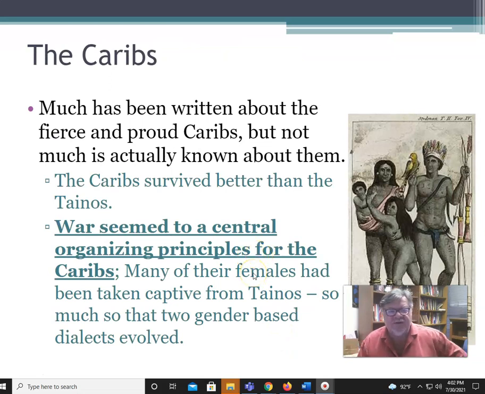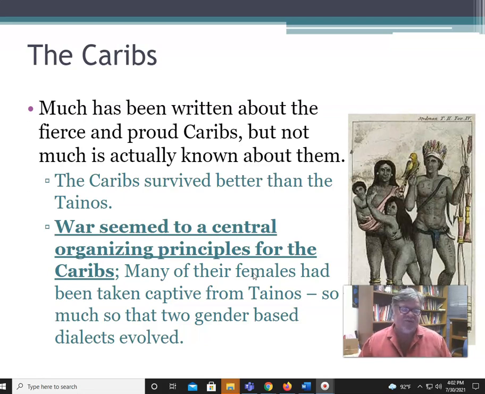The Caribs, I've already spoken about a bit. They were fierce and proud. Not much is actually known about them. They actually survived the arrival of Europeans better than the Tainos. There's a lot of reasons for that. One was they tended to live in areas where the Spanish were not interested in colonizing.